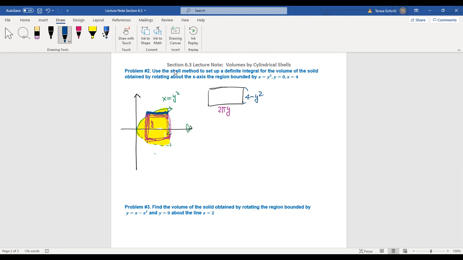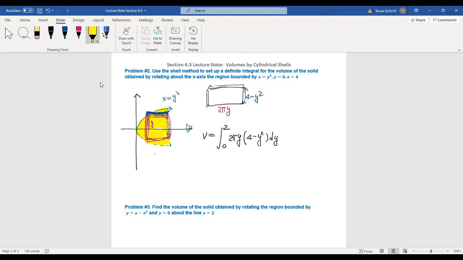Cool? All right, now of course we have a very, very thin thickness here. That's how we can find the volume of this rectangular prism. So the volume is 2 pi, length times width, so it's 2 pi y times 4 minus y squared, times the thin layer dy. The y is from what? When x equals 4, y is 2, right? So it's from 0 to 2.